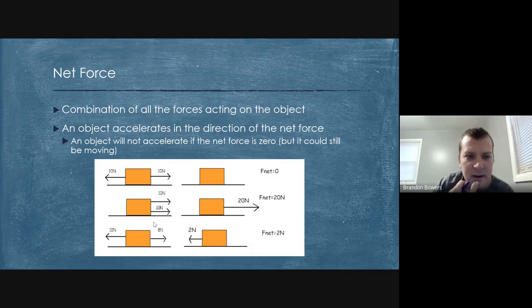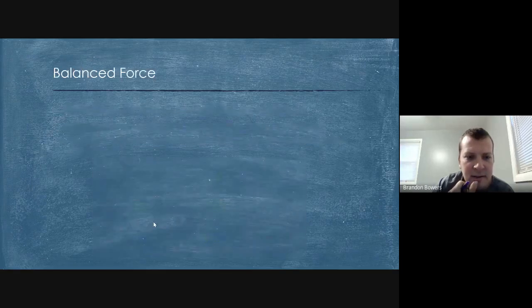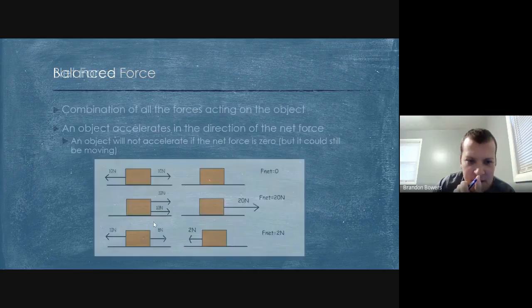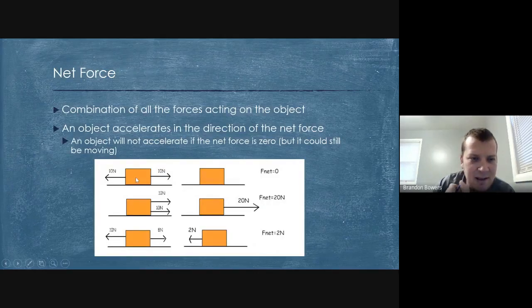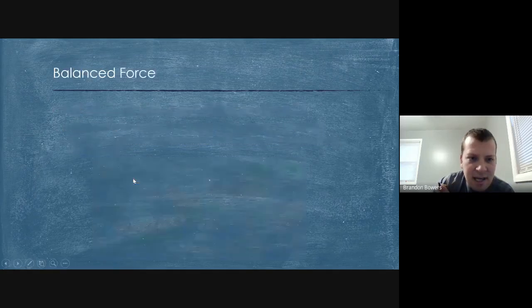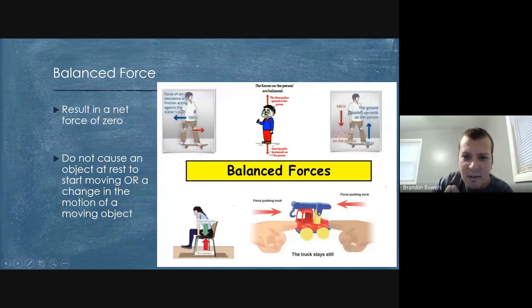All right, we're going to move on to a balanced force. So this top example is a balanced force. That's what a balanced force would be. The result is a net force of 0. Balanced forces are, for example, you sitting on a chair. The chair is pushing up, you're sitting down, and that doesn't move, right?